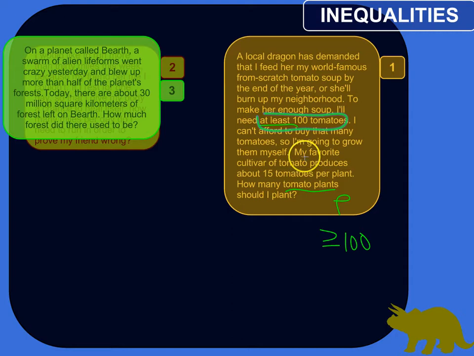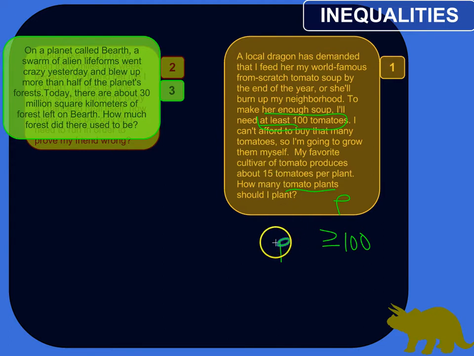So I'm going to grow these tomatoes myself, and my favorite cultivar or type of tomato plant produces about 15 tomatoes per plant. So I'm going to grow a certain number of plants, and for every plant that I grow, I'm guessing that I'll get about 15 tomatoes. In real life, it's not going to be that precise. You might have a tomato plant that produces anything from 0 to 30 tomatoes, or you might get at least 3 or 4, or whatever. But let's pretend that we can pretty much rely on these tomato plants producing 15 tomatoes per plant.